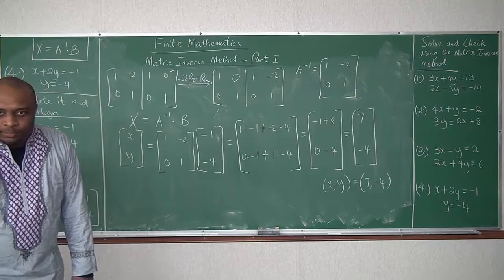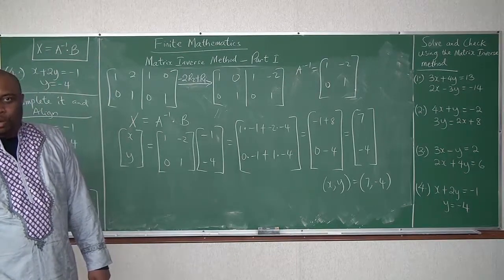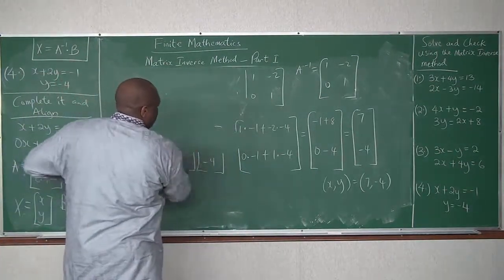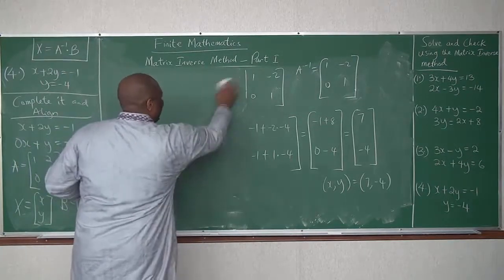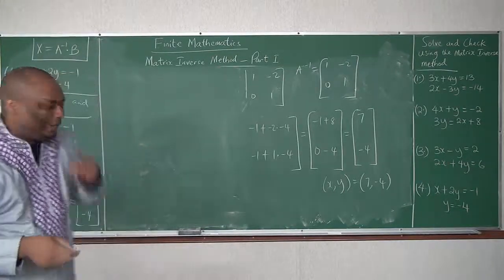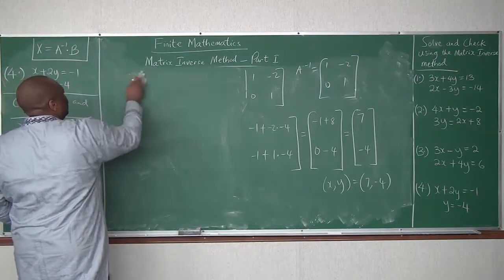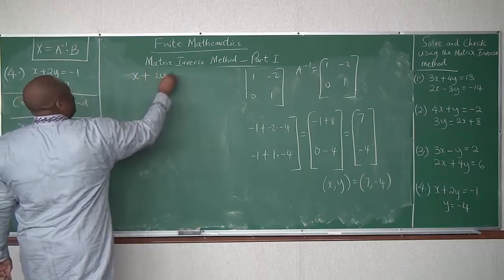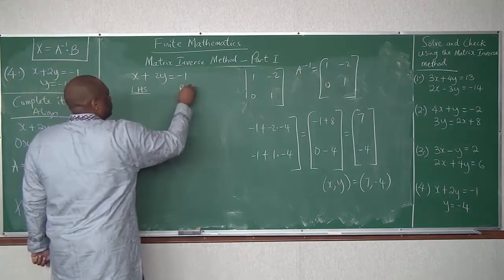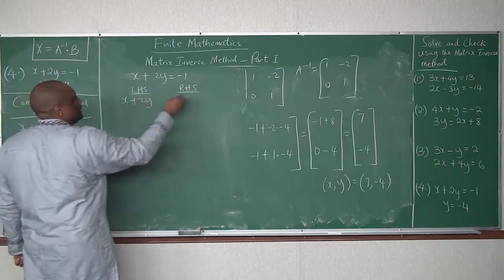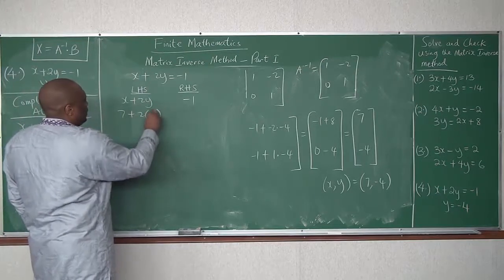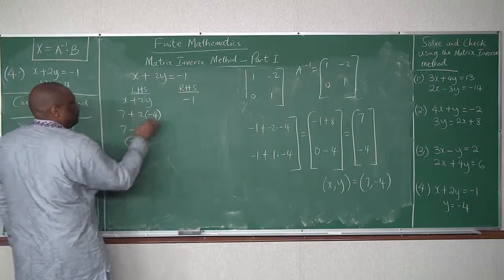Okay? What do we do next? Do we stop here? No. We have to do what? Check our work. I will need some space here so that I can check my work. You know, when you solve math and you get it right, you tend to rejoice, but don't go start drinking. Okay, now x plus 2y is equal to negative 1, we have to check from the main equation. Left hand side. Right hand side. So this is x plus 2y and this is negative 1. X is a 7 plus 2 times negative 4. So this is 7 minus 8, minus 1, minus 1.